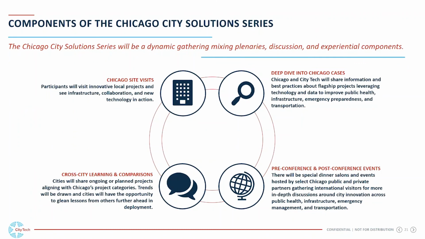So the themes that will be explored include infrastructure, mobility and transportation, emergency preparedness, and public health. So the conference will invite 80 to 100 representatives from cities across the world to share experiences and lessons across these 4 categories. We'll dive into a few examples of what we mean by each of these in subsequent slides.